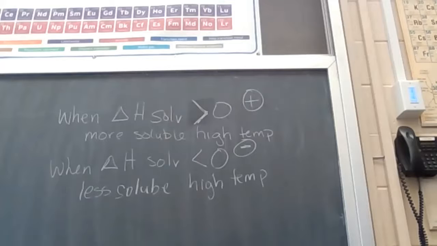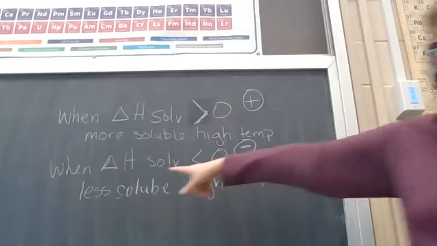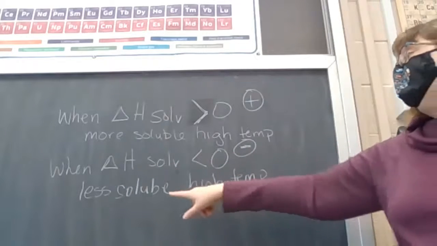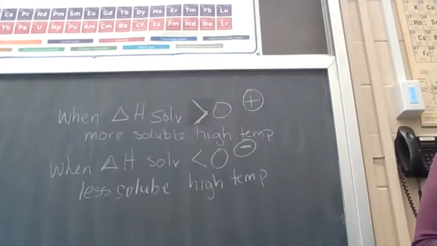But if I take something like calcium chloride, which is exothermic, puts off heat, that means that heat is really driving the reverse reaction, causing it to become more solidified. And so higher temperatures actually make it less soluble. So when delta H is negative, then it is less soluble at high temperatures. Okay, so that's not typically the case.